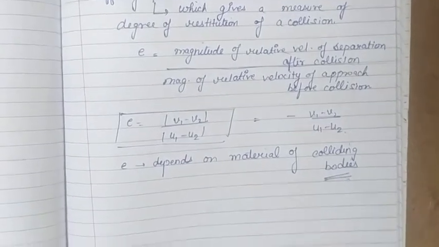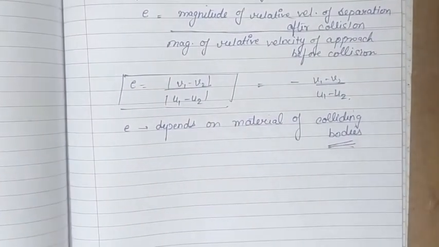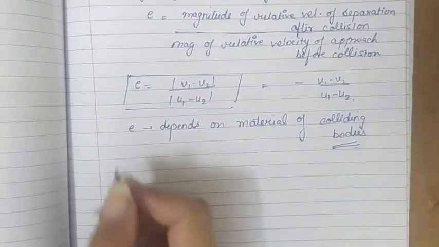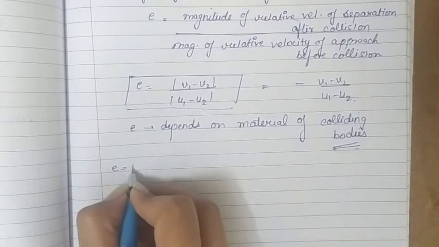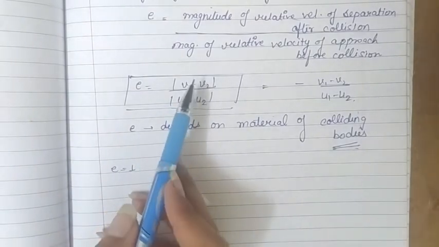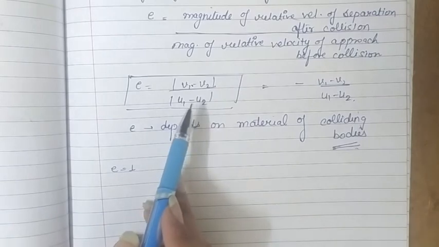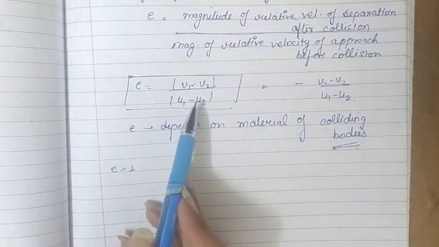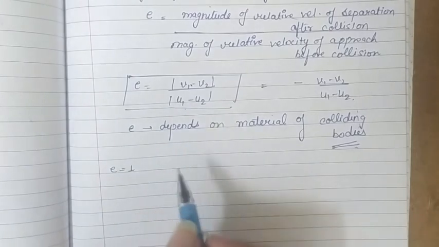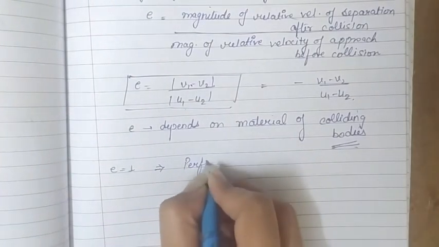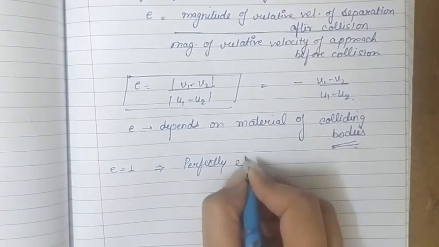We can judge the collision by the value of coefficient of restitution for that case. For example, if we have e equal to 1, that means the magnitude of relative velocity of separation after collision is equal to the magnitude of relative velocity of approach before collision. If this ratio is 1, so e equal to 1 implies a perfectly elastic collision, right?